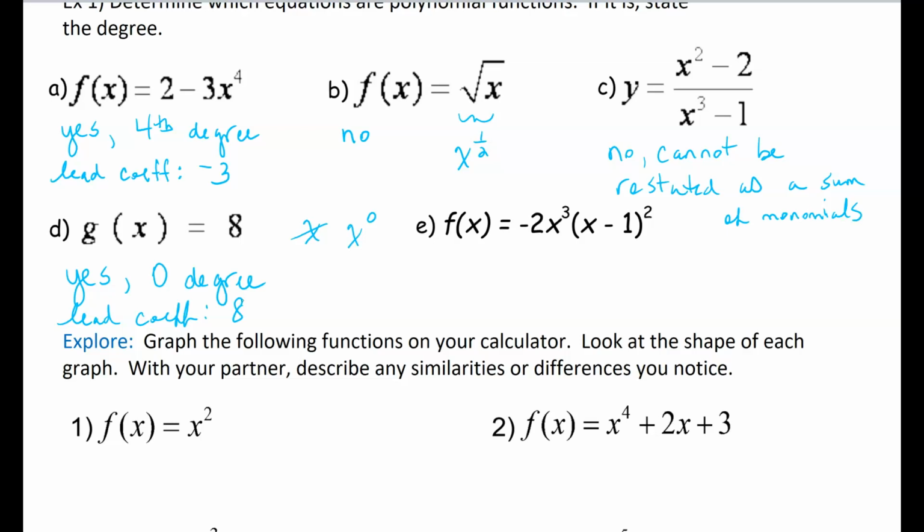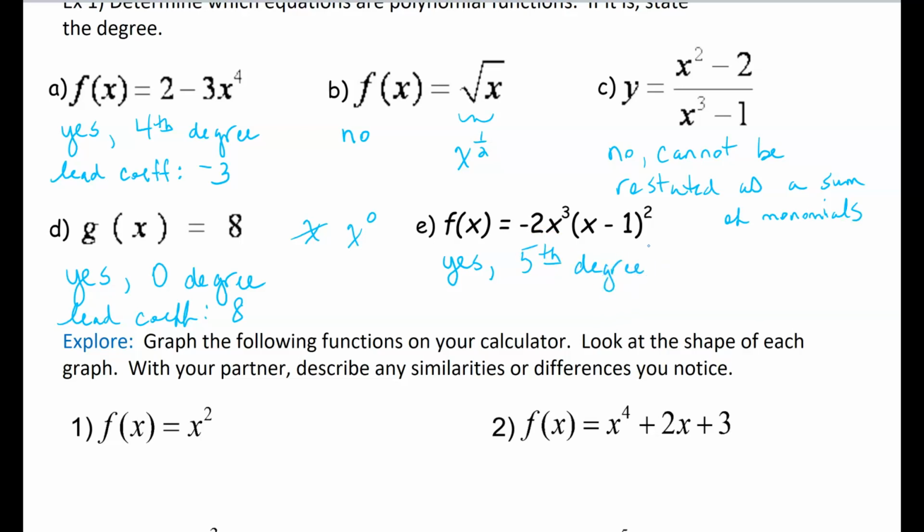So how about in E? We've got f of x equals negative 2x cubed times x minus 1 all of it squared. Is this a polynomial? Yes. Okay. So it's not in standard form, but could it be restated as a standard form? It can be. Nancy has already answered. It is a 5th degree. Does everybody see where that came from? Yes, because you multiply the whole thing.